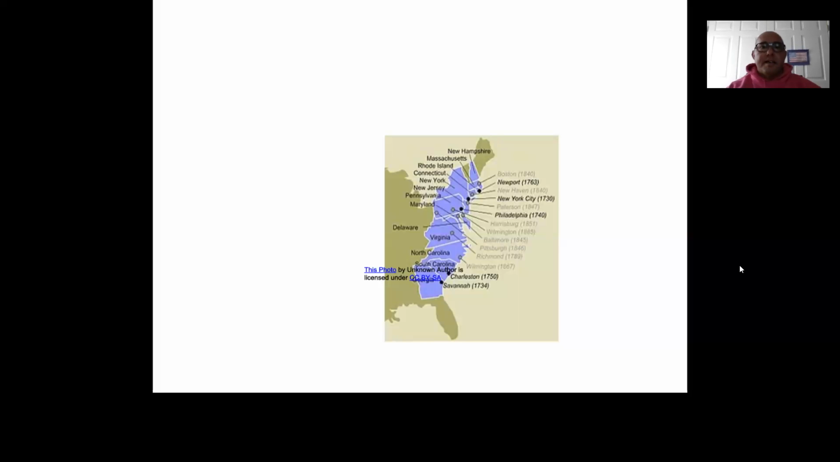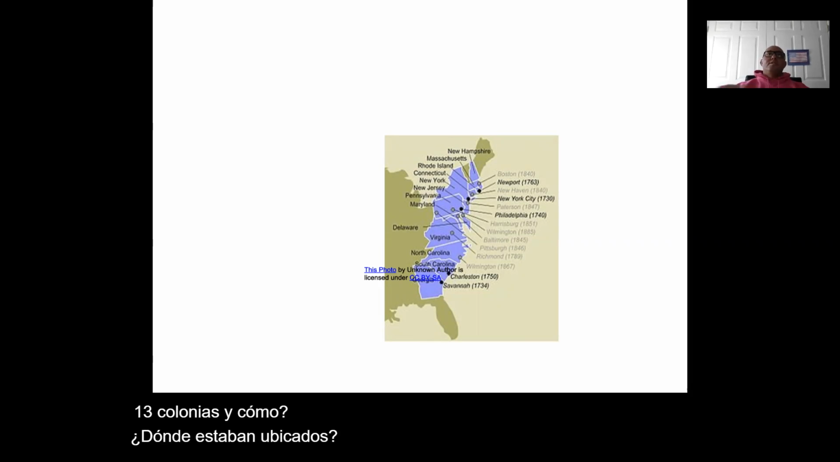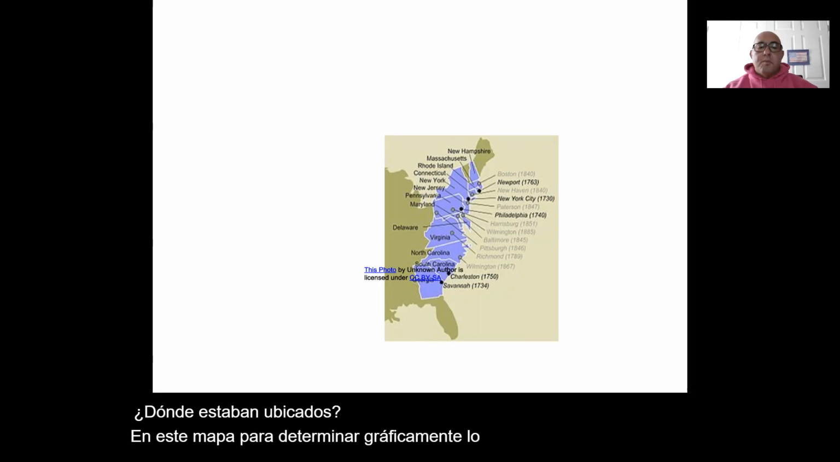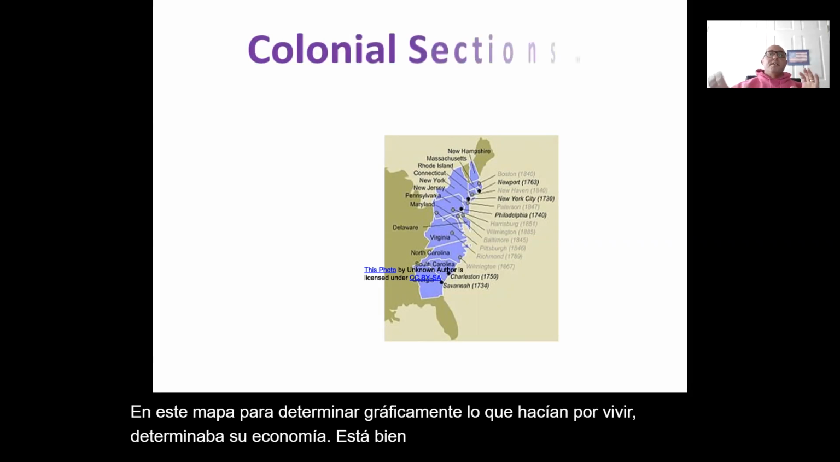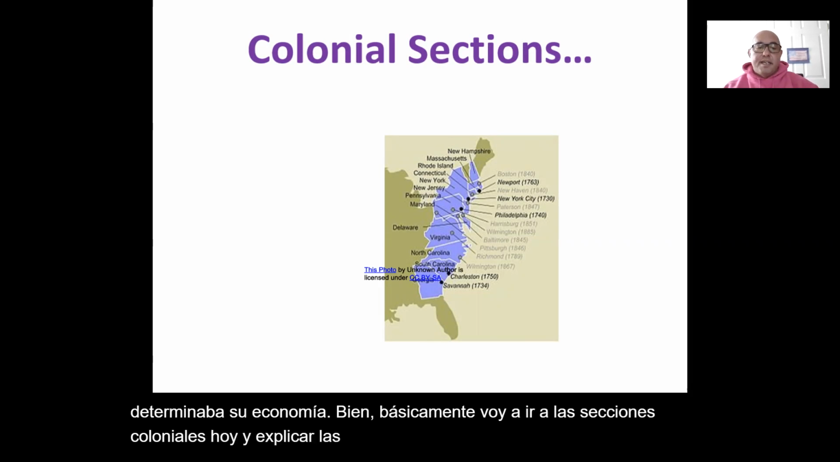Hello, it's Mr. Colley, and today I'm going to explain the 13 colonies and how where they were located on this map geographically determined what they did for a living. It determined their economy. So I'm going to basically go into colonial sections today and explain the three sections that the 13 colonies were divided into.